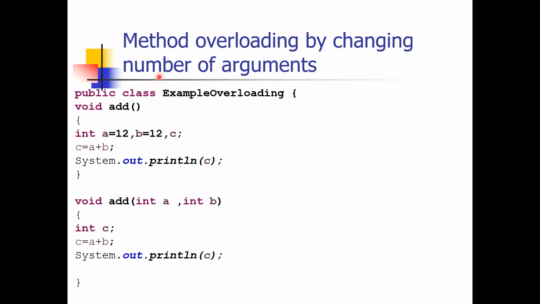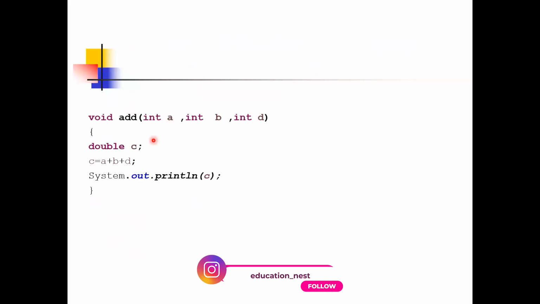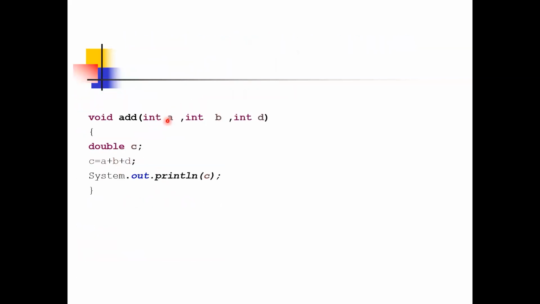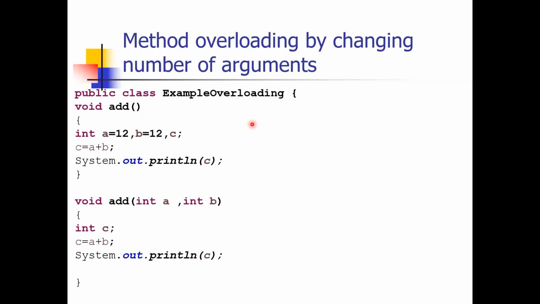Method overloading by changing the number of arguments. We are not changing the data type. We have mentioned only int here. Okay, here also it was int. Here also it was int. Here also int. But how are we changing this signature? Here no declaration inside. Here two parameters. Here we are taking three arguments: int A, int B, int D. As the name of this method says, we are changing the number of arguments.